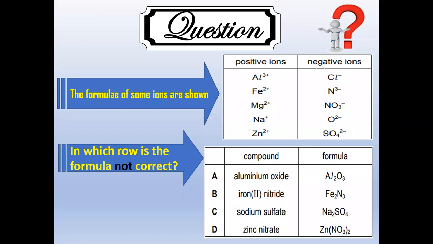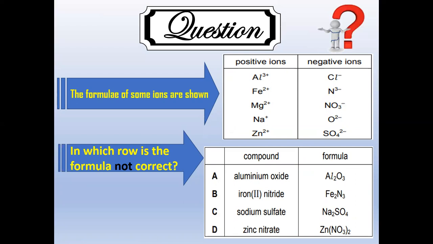We're going to see another question. The formulas of some ions are shown there. So these different ions with their different ionic states are visible in Table 1. In which row is the formula not correct? So we need to find the formula which is not correct.